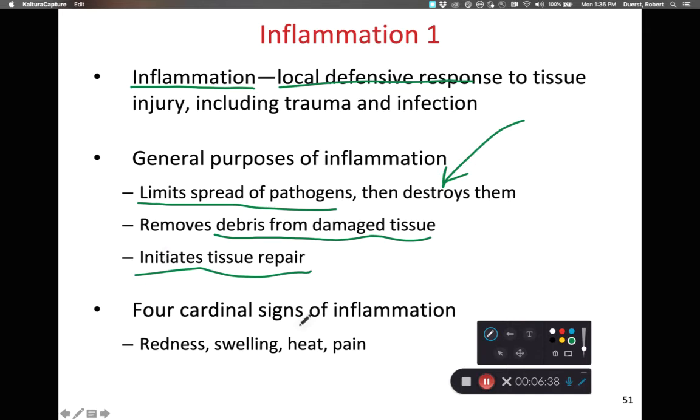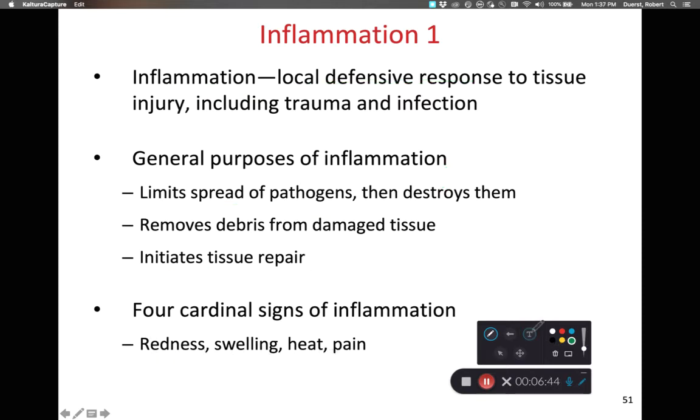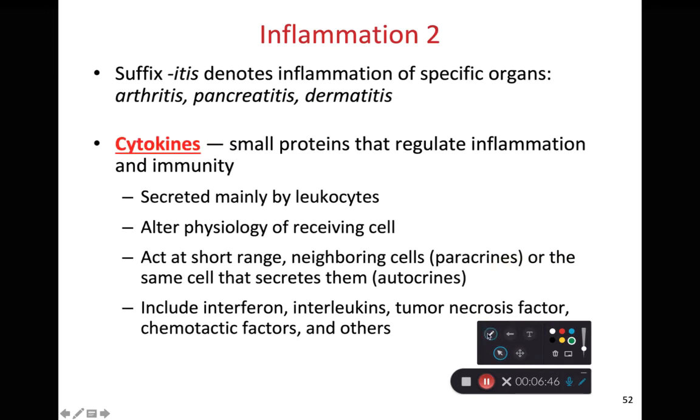Now, as inflammation sets in, we have 4 cardinal signs: redness, swelling, heat, and pain. Let's talk about each of those signs in a little bit more detail.